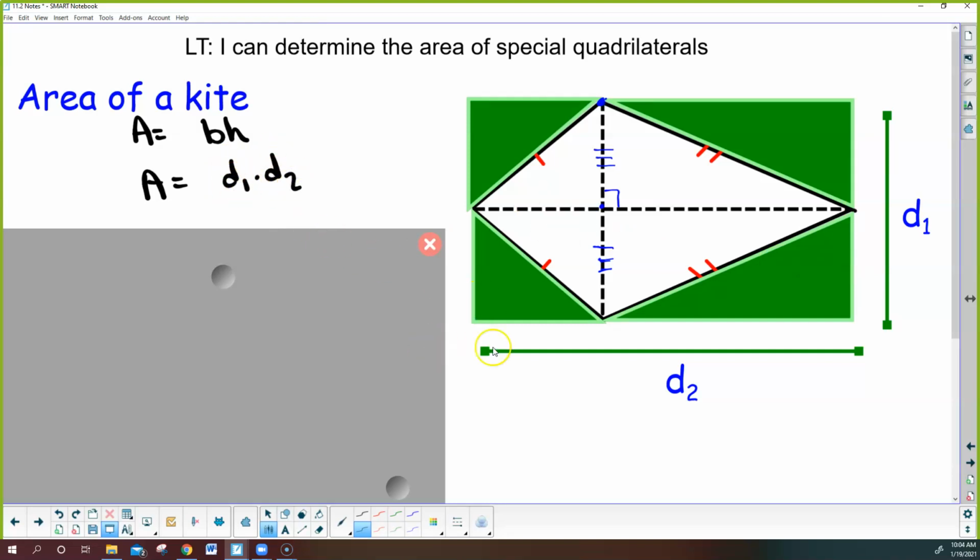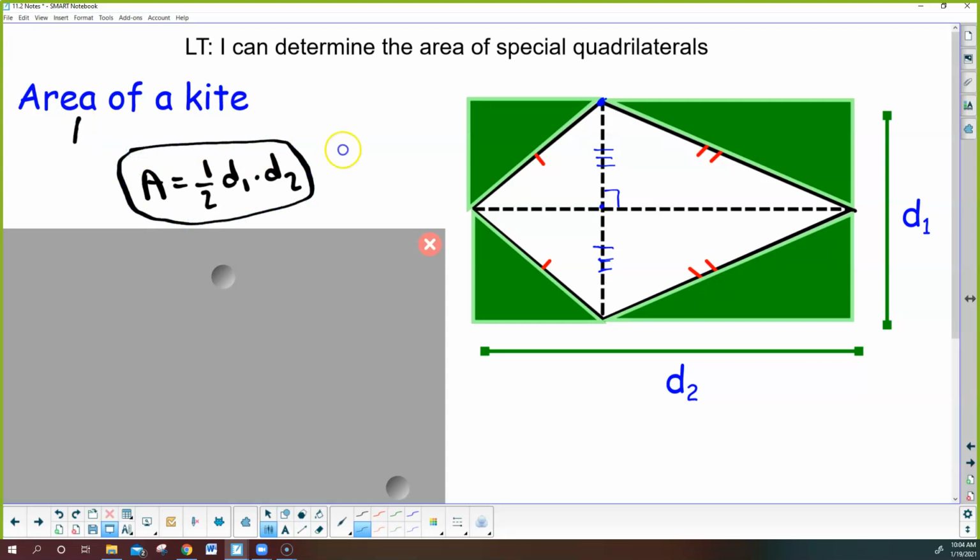You can multiply in any order. That's the commutative property. But I don't want all of the green ones. I just want the inside part. So what if I cut that in half? And that is the same formula as you saw for a rhombus.